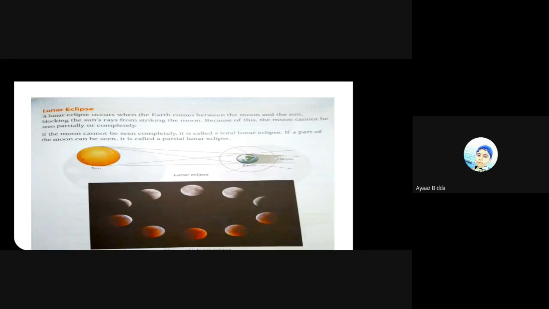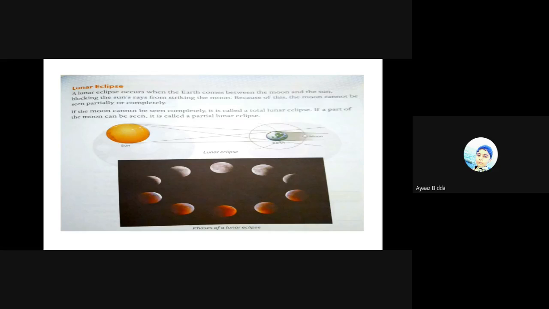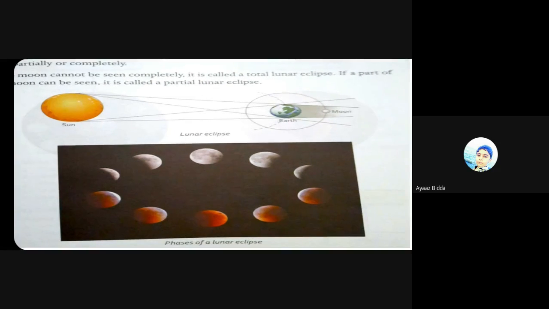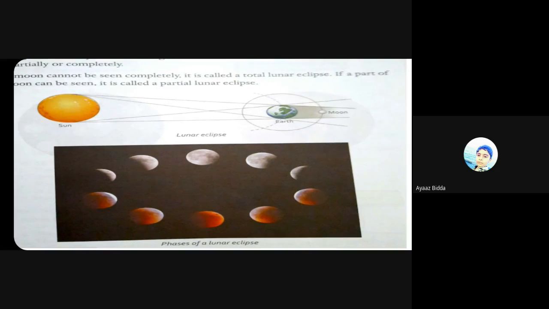So when the moon is completely hidden by the earth, it is known as total lunar eclipse. And when a partial part of the moon can be seen, see here, it is shown that if some part of the moon is visible, then it is known as partial lunar eclipse.